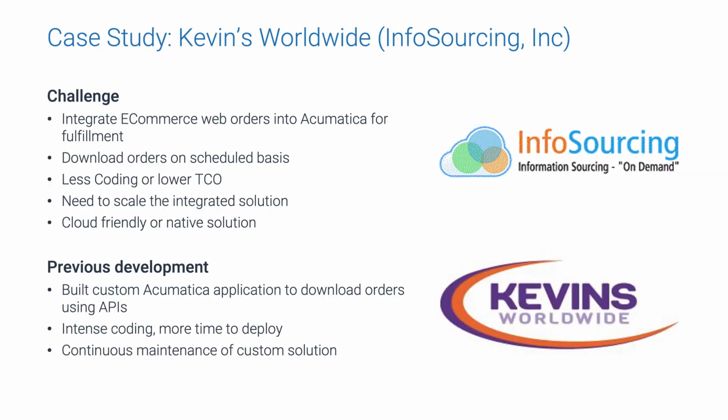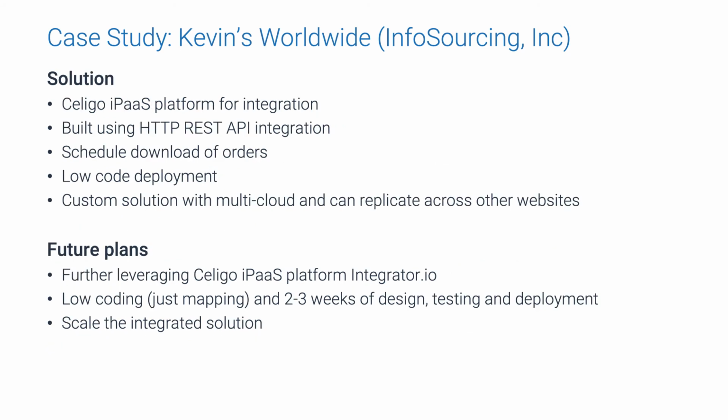So as an example, a use case for Celigo, InfoSourcing came to us because of a project they had for Kevin's Worldwide, where they had to integrate e-commerce web stores, Bright Stores, web orders into Acumatica for fulfillment. They needed to download those orders on a scheduled basis, and they were coding this manually previously. And because of the number of stores and the timeline that they needed to integrate these with, this was going to be fairly costly and time-consuming the way that they were doing this previously through regular APIs.